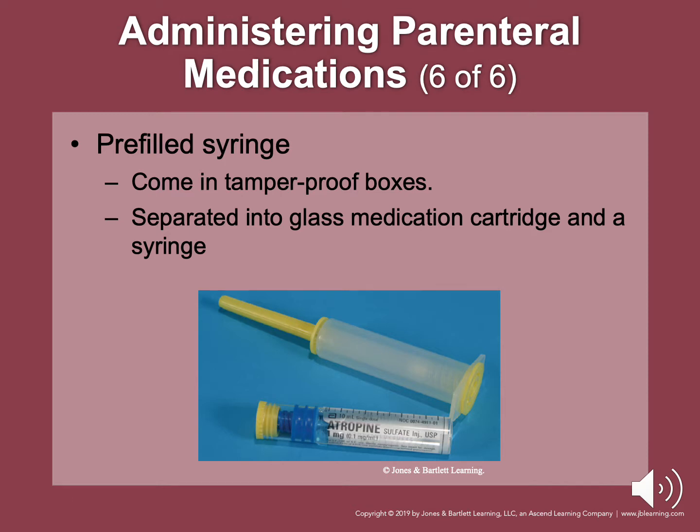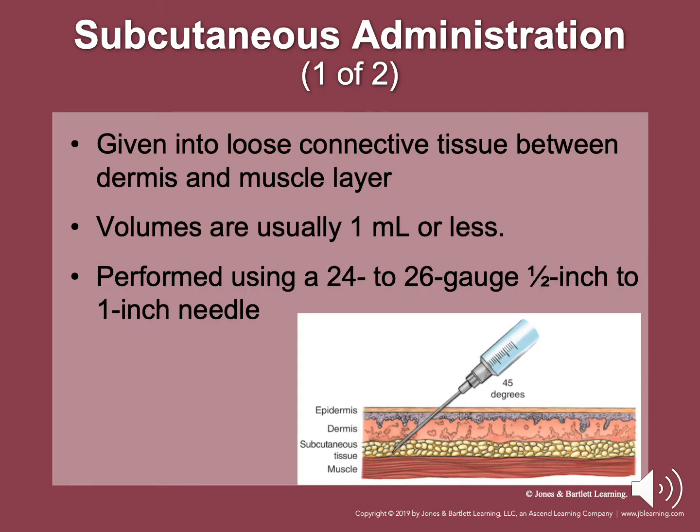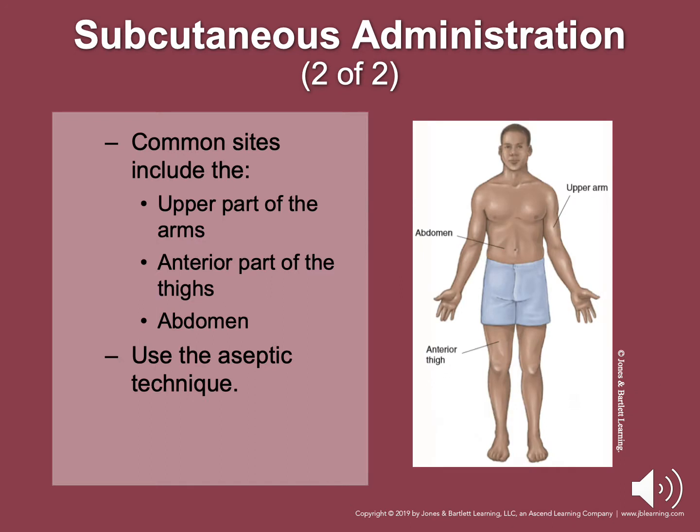IM injections are made by penetrating a needle through the dermis and subcutaneous layer into the muscle layer. So intramuscular, IM, does allow for a larger volume of medication than the subcutaneous route. However, it does have potential for nerve damage because of the depth. So common anatomic locations include the deltoid muscle, the rectus femoris muscle, and the gluteal muscle.